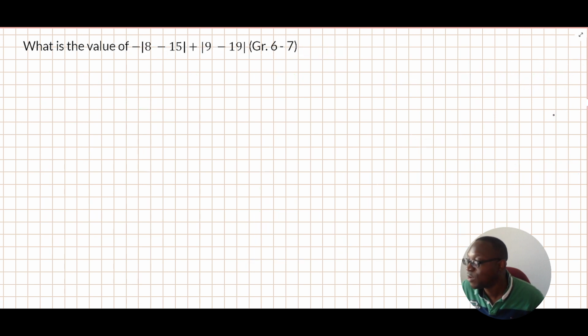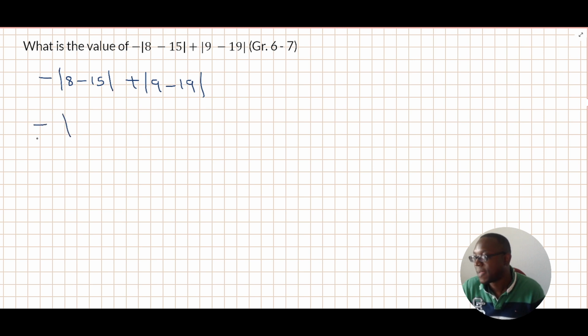Now we're going to look at some absolute values here. So we have negative 8 minus 15 plus 9 minus 19 between the absolute value signs. Now let's go ahead and simplify. What is 8 minus 15?